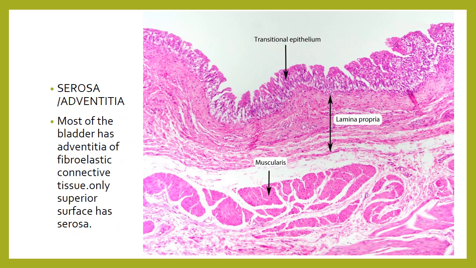Now coming over to the outer layer, that is the serosa or the adventitia. As you know, most of the bladder is not covered with peritoneum, and so it will be lined by adventitia of fibroelastic connective tissue, but only the superior surface, which is covered with the peritoneum, will be seen histologically in the form of serosa, that is there will be a bounding wall.